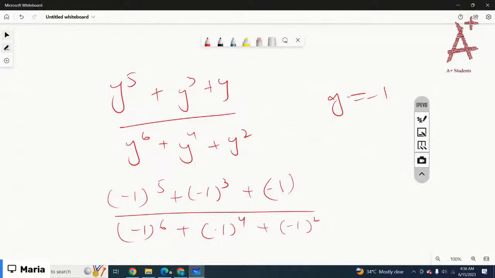Okay, you can see all the exponents in the numerator, 5, 3, 1, are odd numbers. That means that when the exponent is odd, the answer must be a negative number. It would be negative 1. This one is also negative and this one is also negative. Got it? And you can see all the denominators have even powers, that means they result in positive numbers. Got it? So it will be negative 3 over 3 and that equals negative 1. Got it?